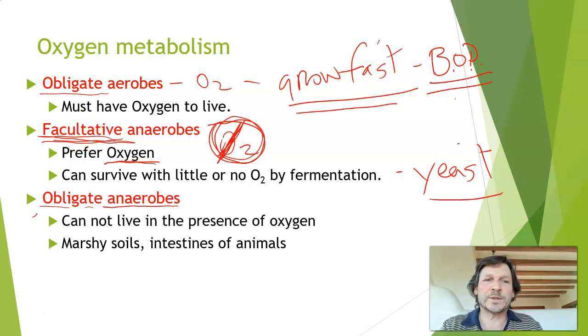Yeasts aren't facultative aerobes, meaning they can tolerate oxygen. That's not the case. They're facultative anaerobes. They can tolerate oxygen and still continue to survive, but not thrive in terms of the numbers of the cells. They can tolerate anaerobic conditions. So that's why we have a facultative anaerobe.